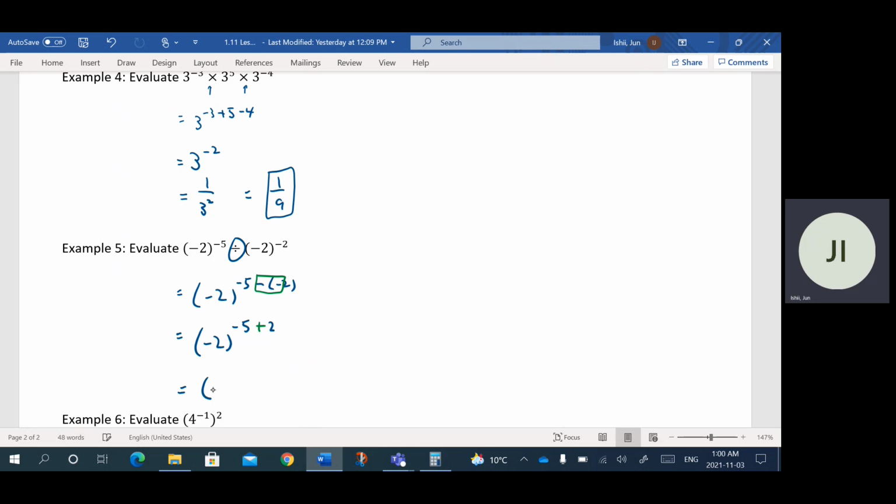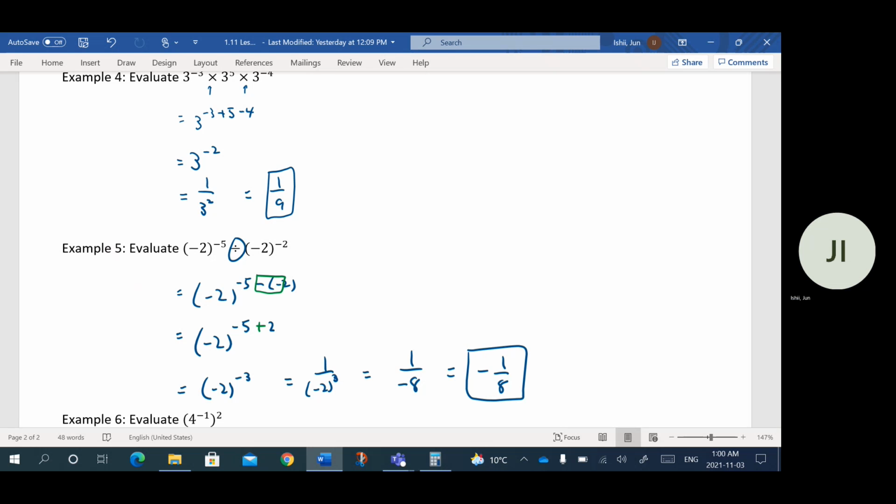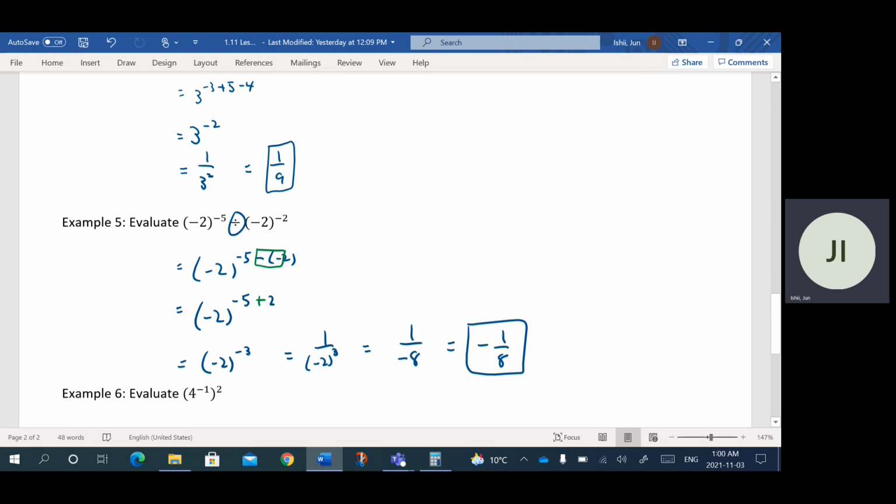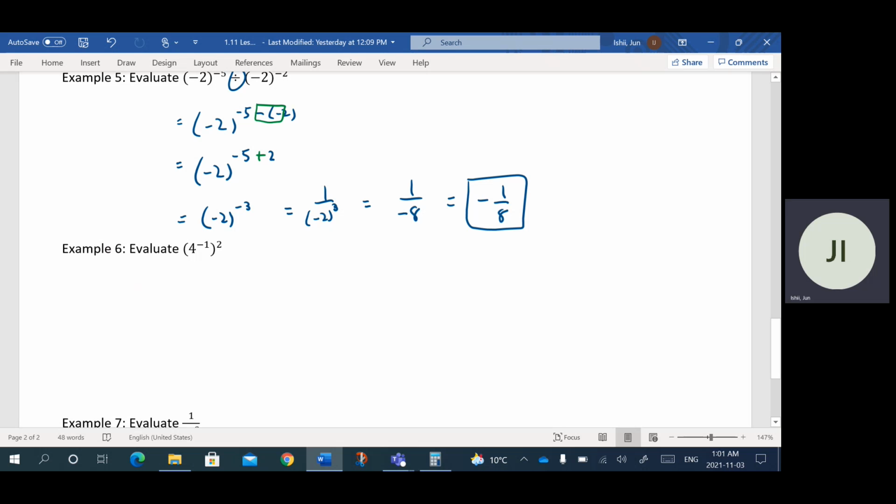So as a result, I got -2 to the power of -5 plus 2, which is -3. I didn't give myself that much room, so I'm just going to write it sideways here. This is equal to 1 over -2 cubed. And -2 times -2 times -2 is -8. Right, so this is equal to -1 over 8. Cool. All right, let's keep going here.